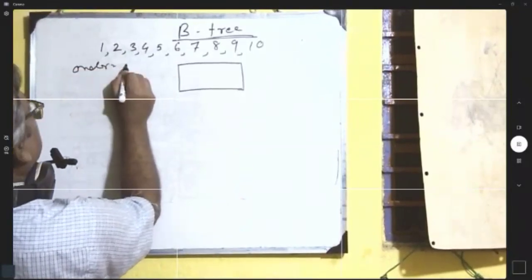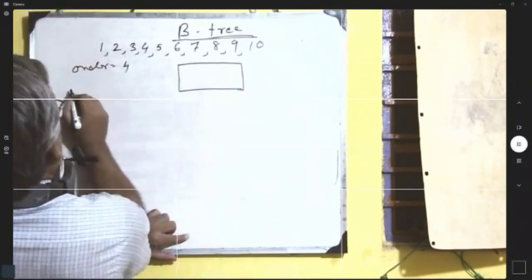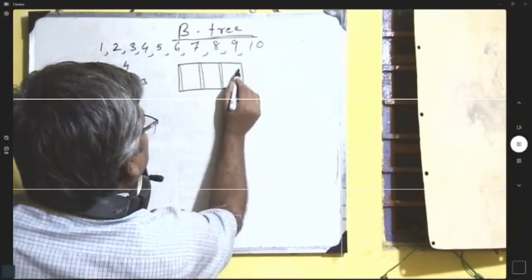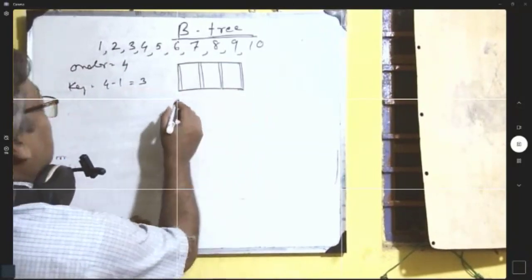Now I have to enter the values from 1 to 10, and suppose the order is 4. So order is 4. So minimum key, maximum key, we can arrange here 3. Keys: 4 minus 1 equals 3. So we have to enter now the values. And this partition is showing the record pointer. And now we have to enter the value.